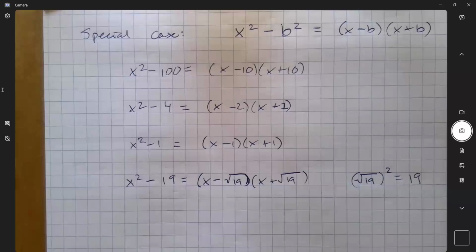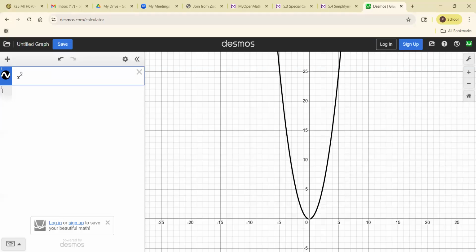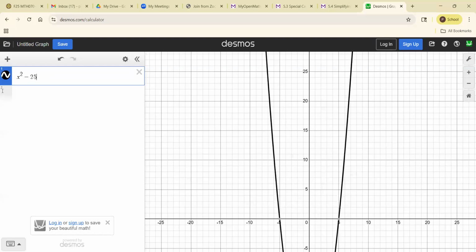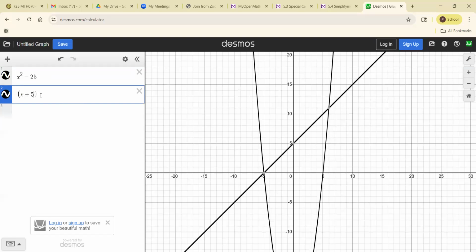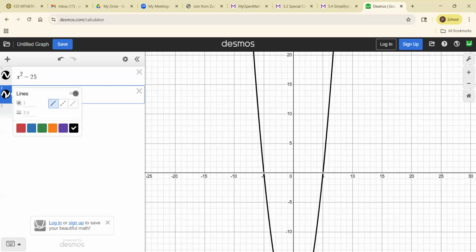So let's do x squared minus 25. And sure enough, there's an x-intercept at -5 and an x-intercept at +5. And we change those, but it doesn't really matter. And what we see is when we factor it to x minus 5 times x plus 5, those are the same functions.